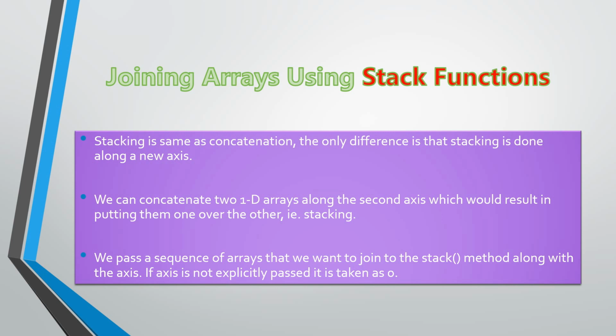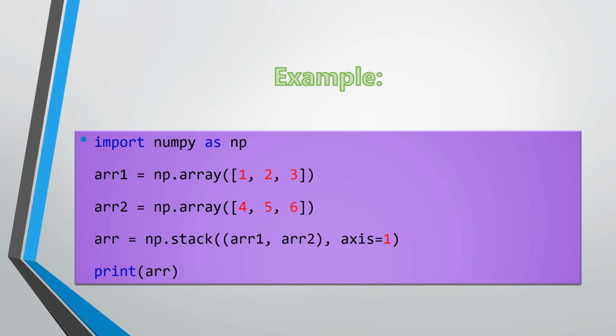And we can concatenate 1D arrays along the second axis, which would result in putting them one over the other. It's called stacking. We pass a sequence of arrays that we want to join to the stack method along with the axis. If the axis is not explicitly passed, then it is taken as 0. So for example, you can also use the stack and see what exactly it returns.